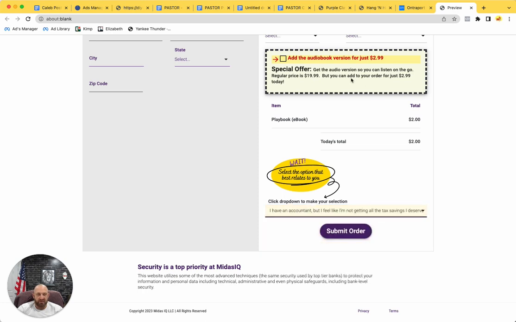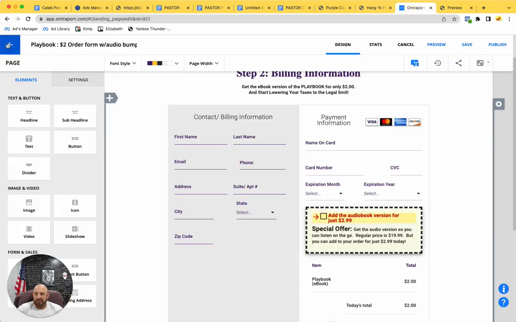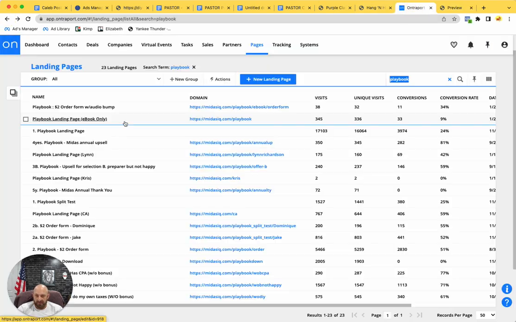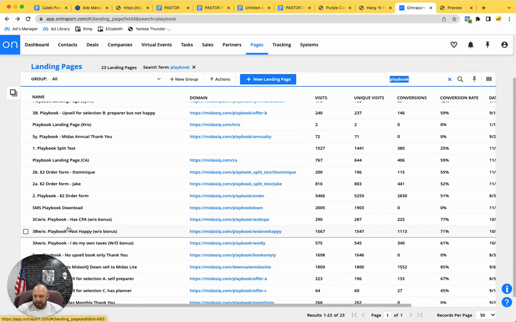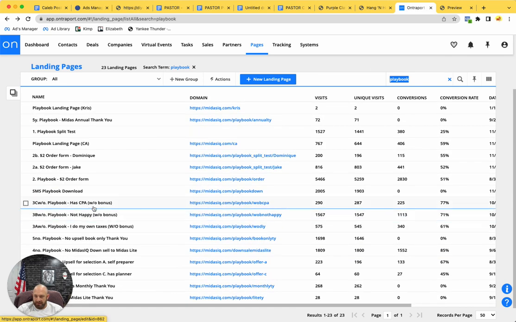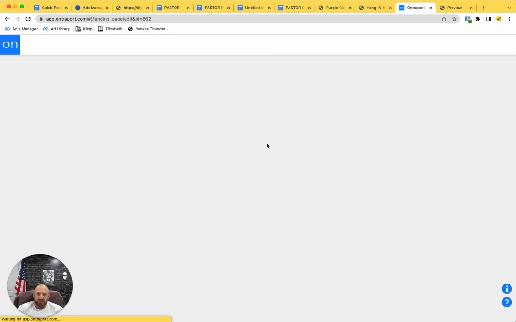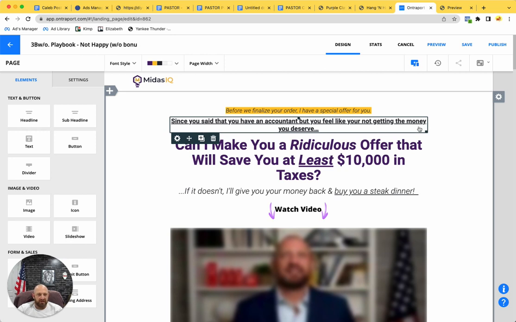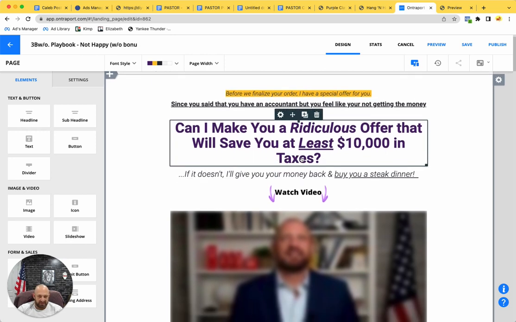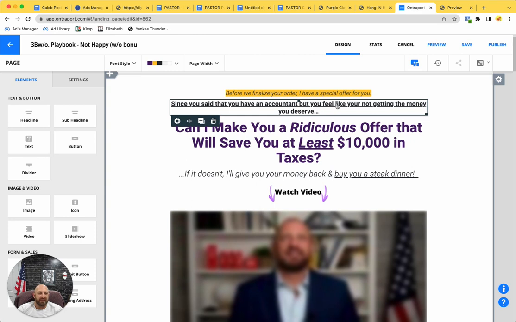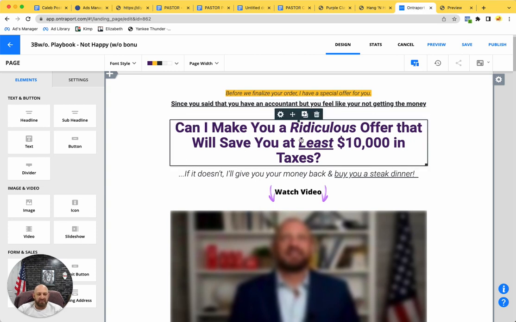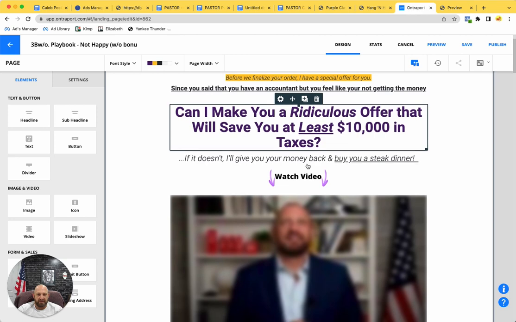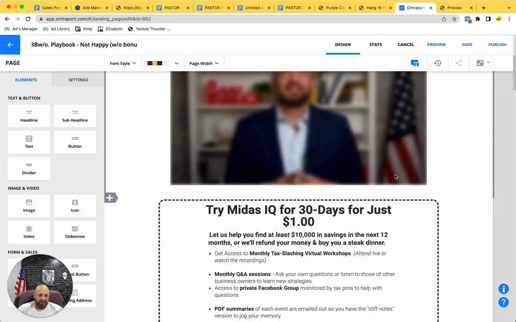If they pick this one, it takes them to a page that, now I've got to go get it again, because apparently I can only have one of these open at a time. Not happy with CPA. So it takes them to a page that says, hey, before we finalize your order, I have a special offer. Since you said that you have an accountant, but you feel like you're not getting the money you deserve, can I make you a ridiculous offer? I meet them where they're at. They said this, and now I'm meeting them there and saying, hey, can I make you a ridiculous offer? If it doesn't work, I'll give you your money back and buy you a steak dinner.